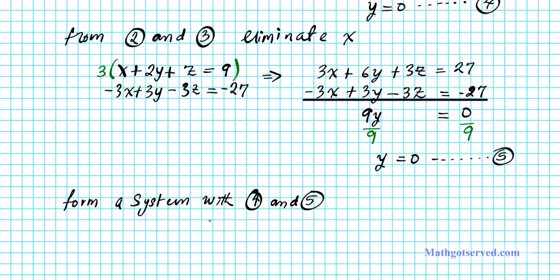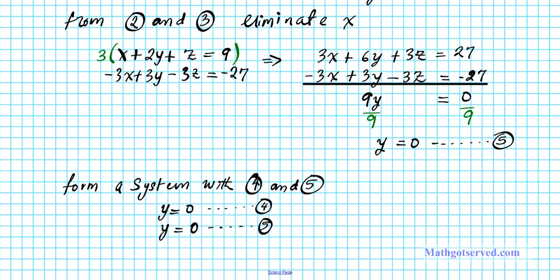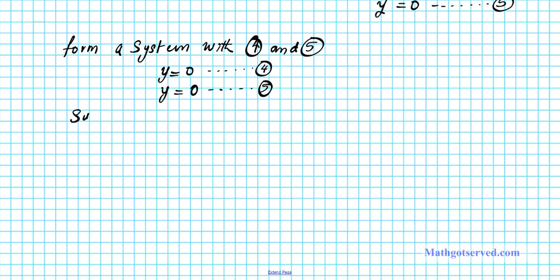Okay, so now we have y equals 0 from equation 4 and y equals 0 from equation 5. Remember, these are two different equations. They're not the same. Okay, so what I'm going to do is I'm going to make a substitution. I'm going to substitute 0. Let's call this equation 4. And then this is equation 5. I'm going to substitute 0 for y in equation 5. Okay, so let's go ahead and do that. So let's substitute 0 for y in equation 5.